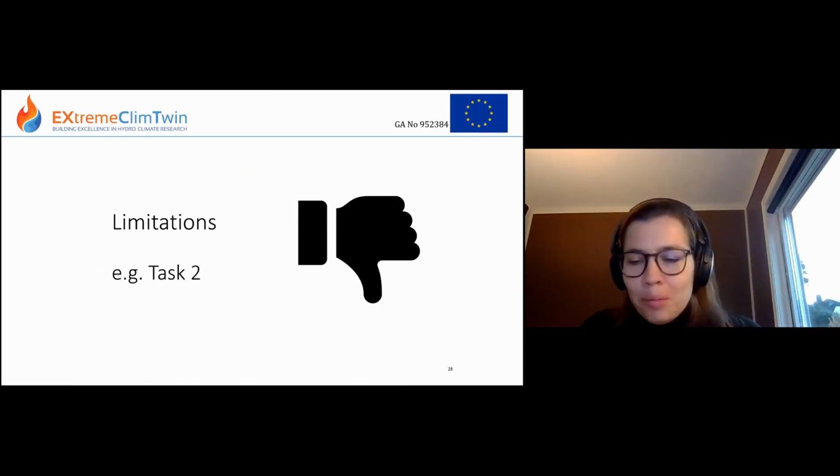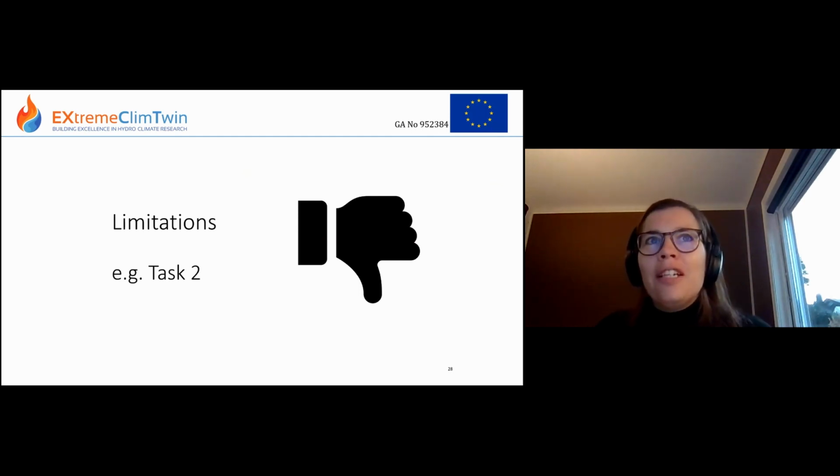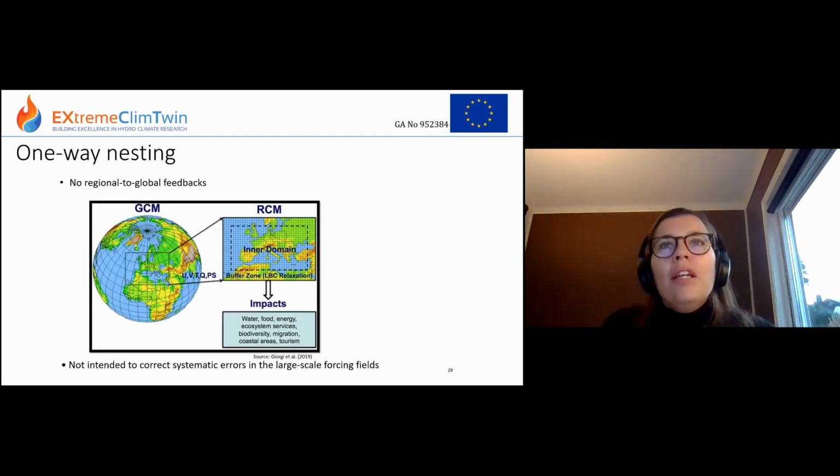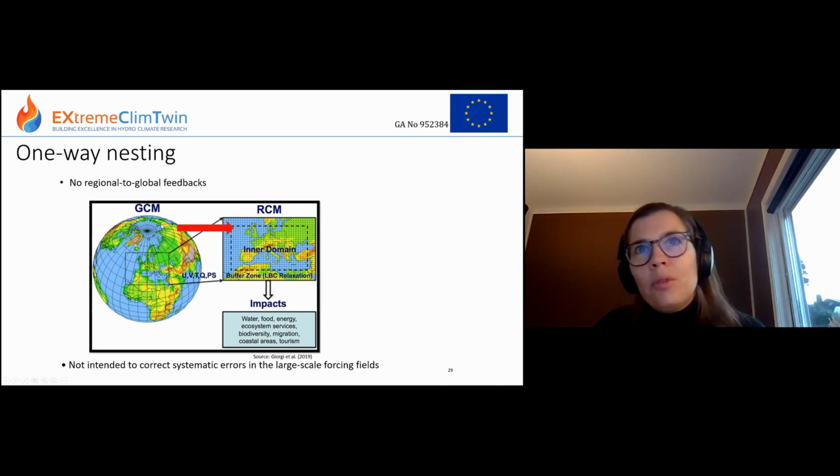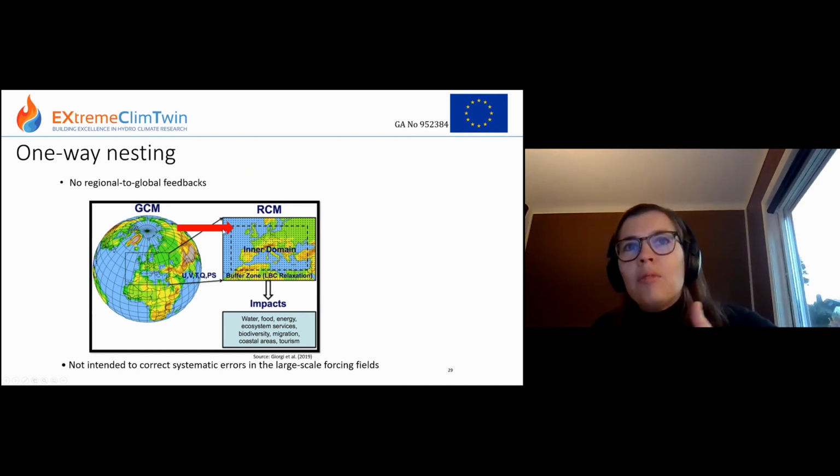So the limitations, because there are limitations, of course. It's not a perfect technique, unfortunately. And the limitation here is that, as I told you, the nesting, so you put the regional climate model in some way in the global climate model. It means basically that you get information from the global climate model into the regional climate model.